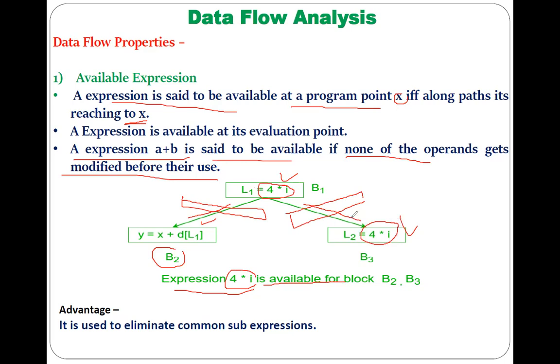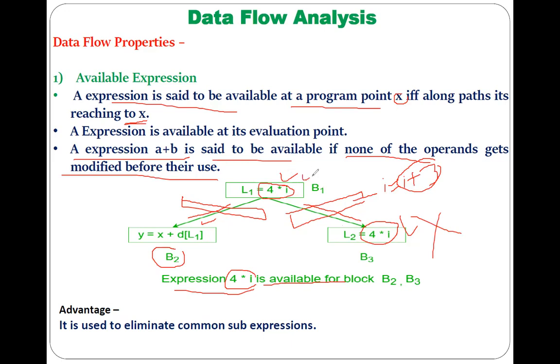Understood? But when it is going from B1 to B3, suppose there is one basic block available here, and in that basic block the value of I is getting changed, like I equal to I plus 3. Just I am writing it for understanding. Now here, the I value is getting changed. Then if the I value is getting changed here, you cannot say the particular expression 4 into I is available here.